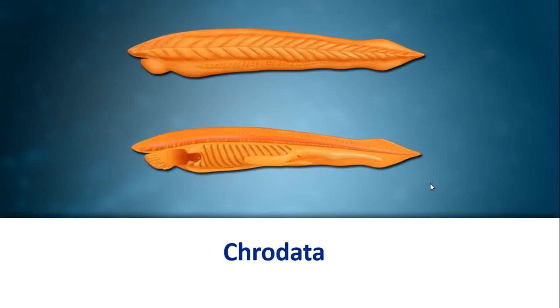Animals in this phylum are called Chordates because they have a supporting rod that runs most of the length of their body for at least part of their lives. All vertebrates have a backbone, a nervous system, and a brain.